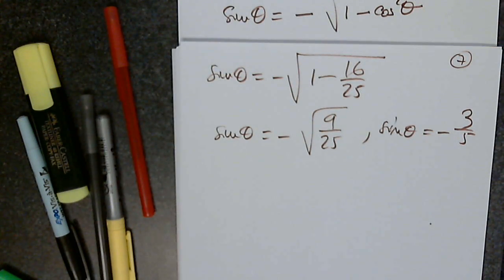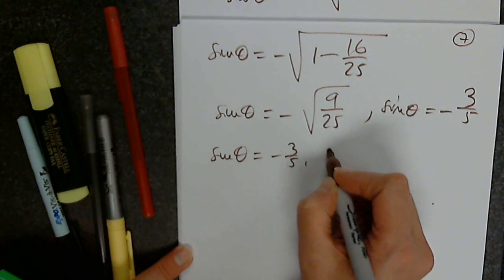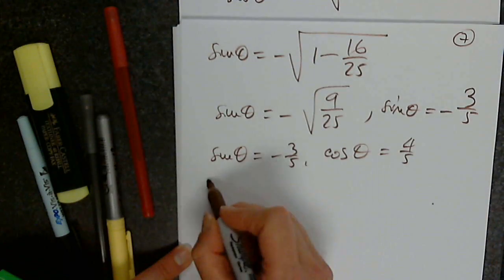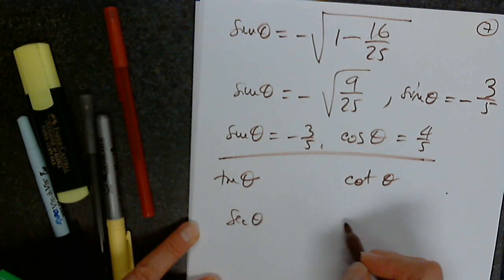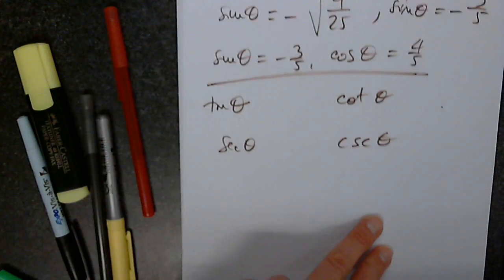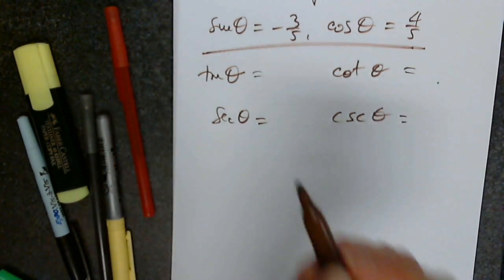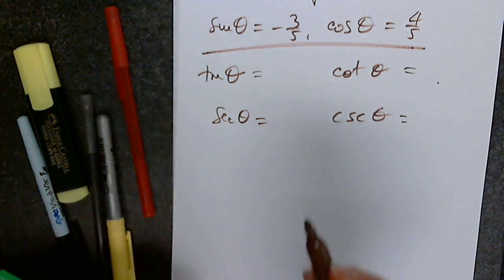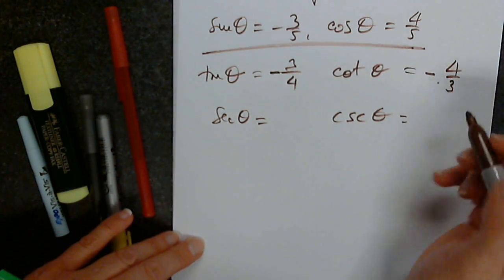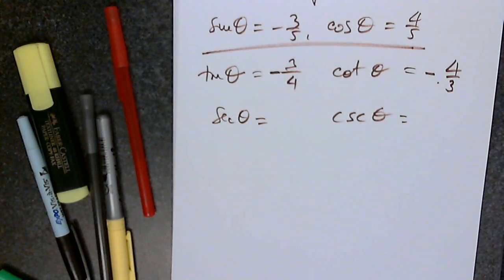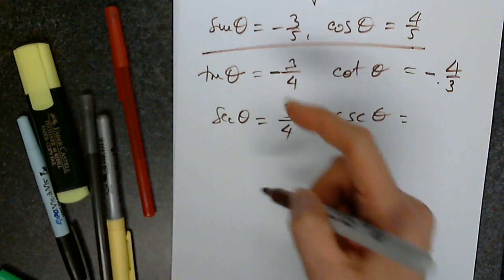Once I have sine and cosine, and here they are, I'm going to write them here one more time. Sine theta equals negative 3/5, and cosine theta equals 4/5. Now, can anyone give us tangent, cotangent, secant, and cosecant? Okay, let's start with tangent. Negative 3/4. Yes, indeed. And for cotangent, negative 4/3. That's it. And secant is 1 over cosine, 5/4. Very good. And cosecant is 1 over sine, negative 5/3.